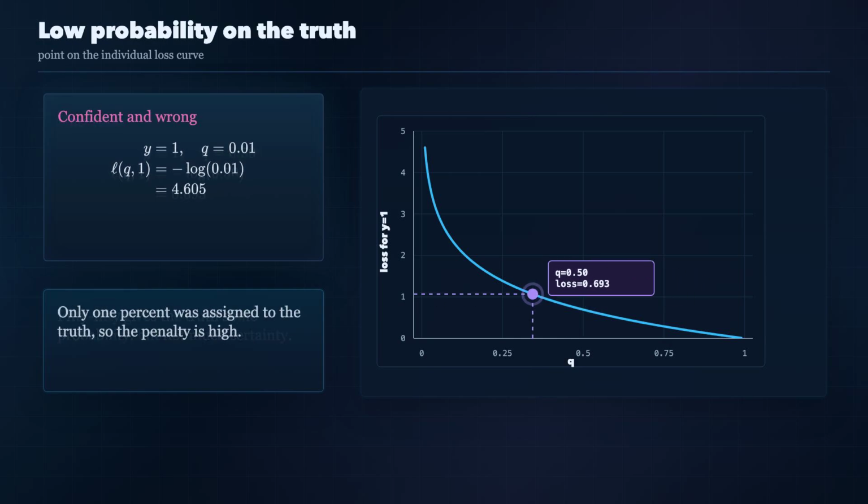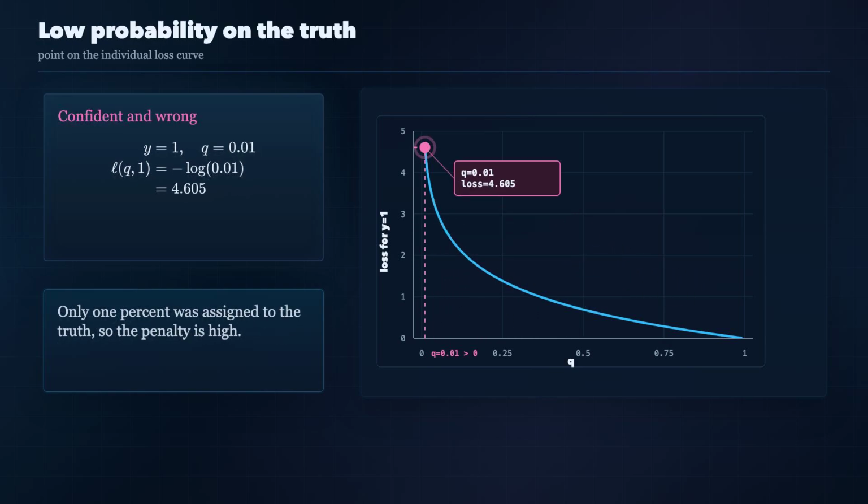If the event happens but Q is 0.01, the truth gets 1%. The negative log loss is about 4.605. Tiny probability means a large penalty.